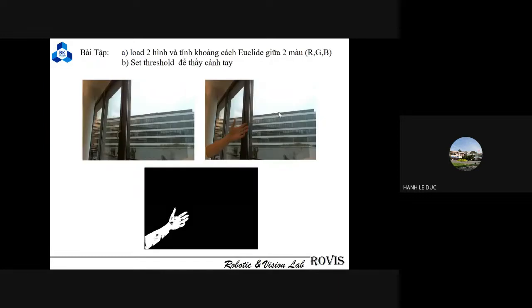And this is another exercise. You will load the image and do some Euclidean distance. This is very, very easy. Just load the RGB image in the first image and load the RGB image in the second image and do the Euclidean distance. Yeah. You will have this exercise maybe next week.